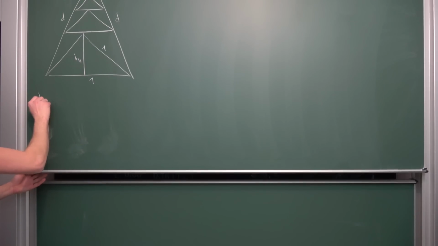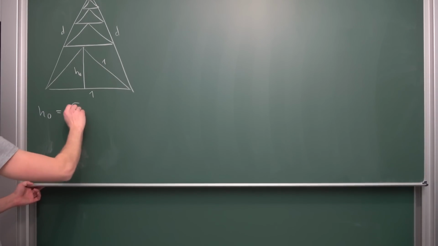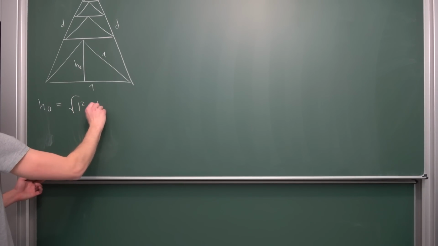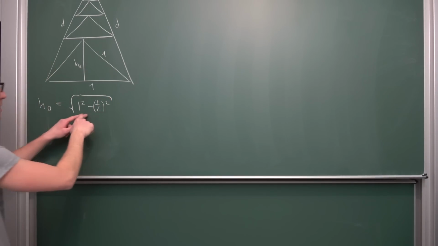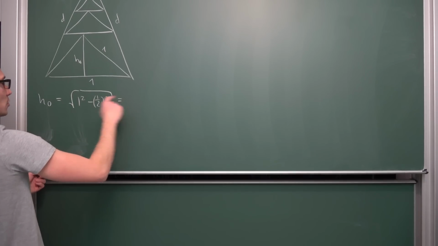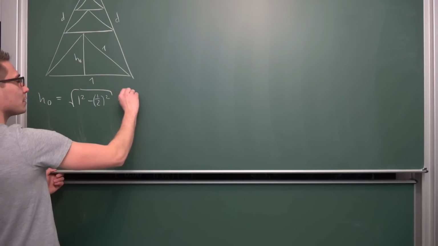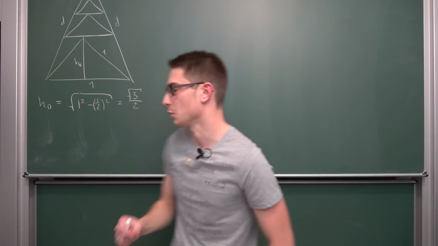Meaning our side length h0, as a matter of fact, is going to be the square root of 1 squared minus 1/2 squared. Meaning this right here is 1 minus 1/4. This is 3/4 in here. Taking the square root of that is going to result in h0 being nothing but the square root of 3 over 2, after taking the square root.